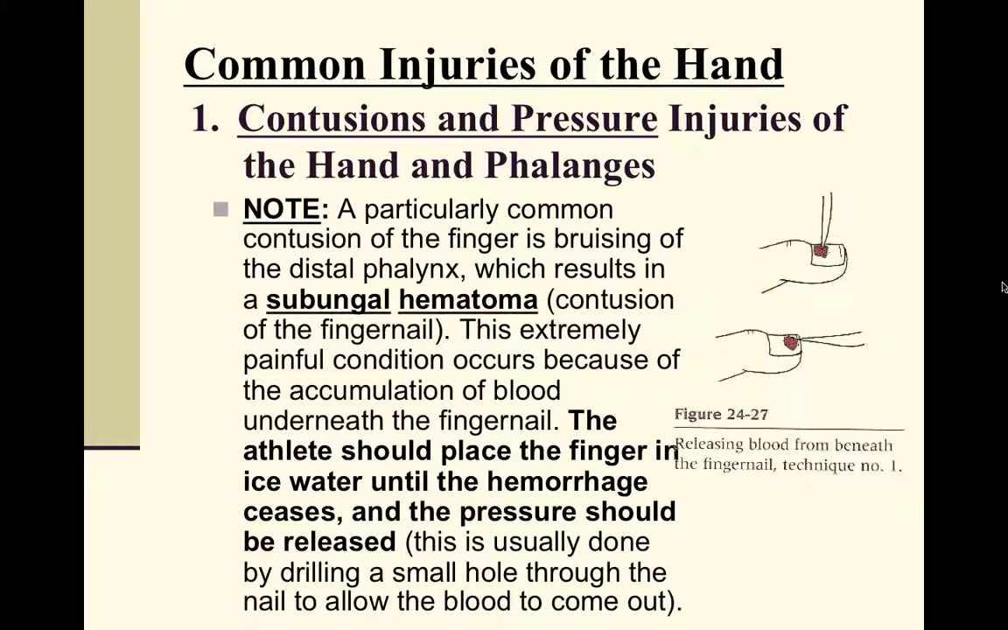And one of the things that can happen, especially if you have a pressure injury of the finger, and some of you may have experienced this, is you can get what's called a subungual hematoma, which is blood under your fingernail. Super painful because of the pressure that creates. So if someone has this and it's fairly new, what you can do is put it in ice right away, ice water, to try and get the blood vessels to shut down.